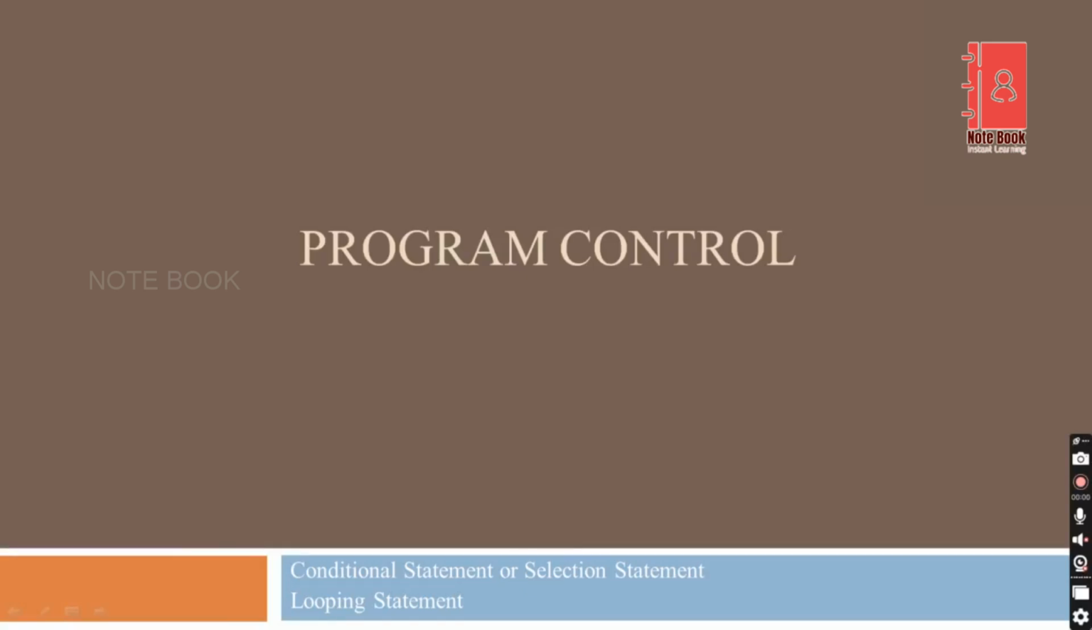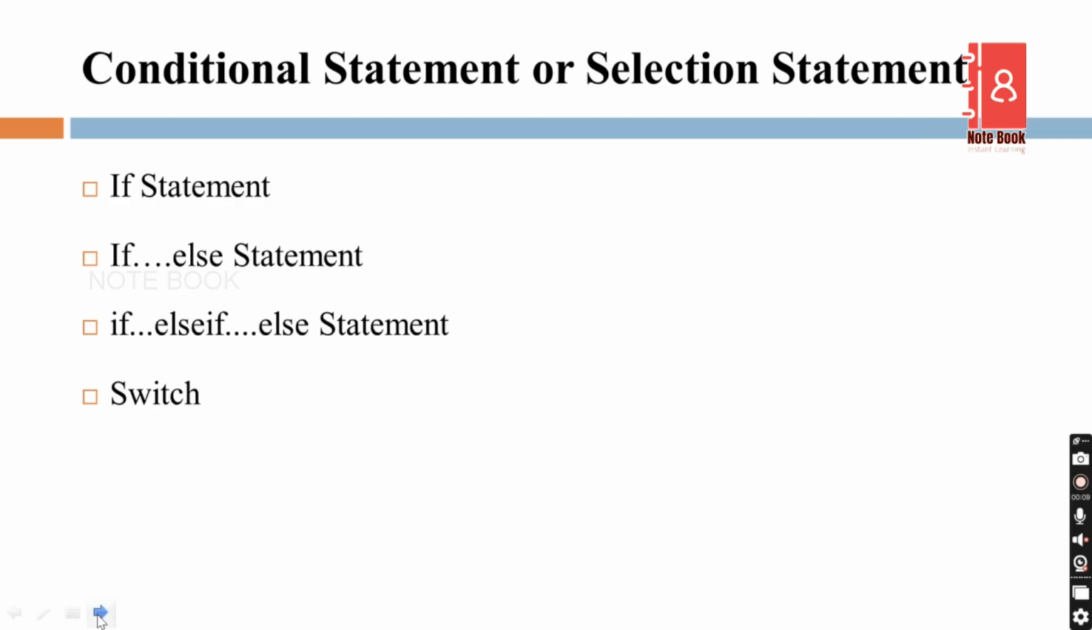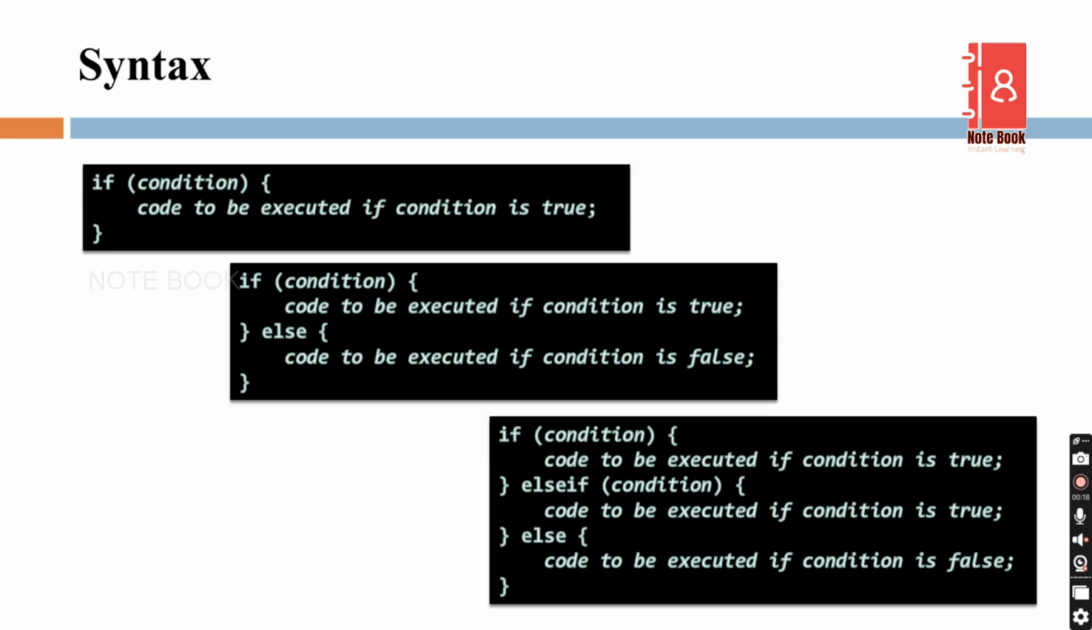Comes to the program control, where we can have conditional statements or selection statements, then looping statements. We'll see one by one in detail. First, conditional statements or selection statements. We have the if statement, if else statement, if else if else statement, and switch statement.